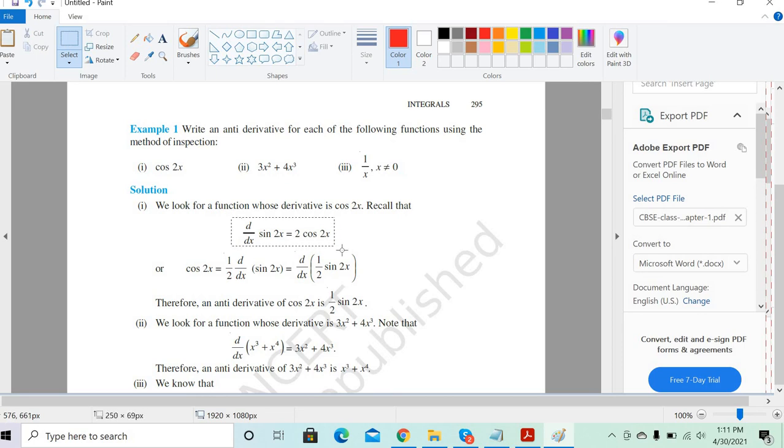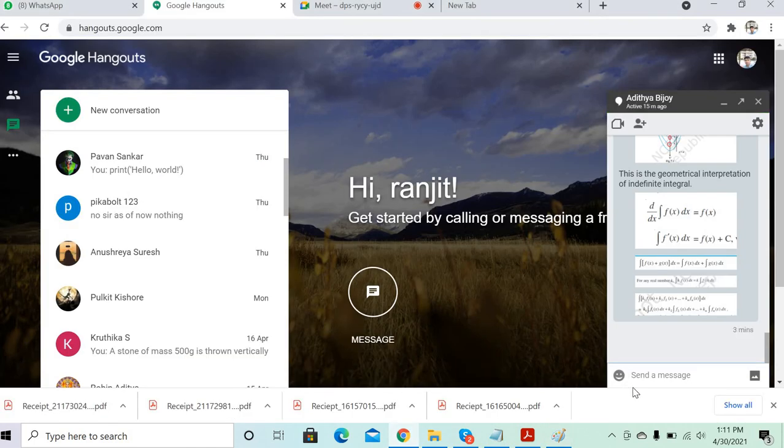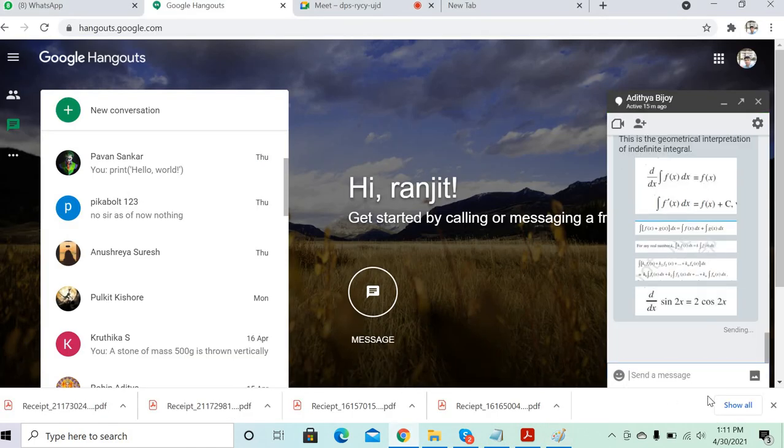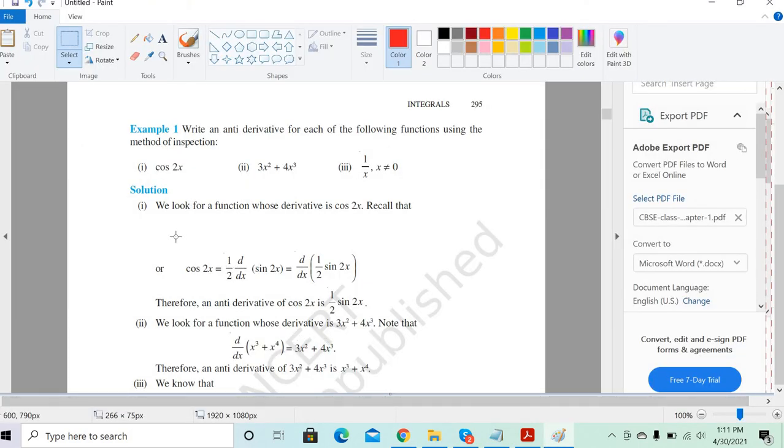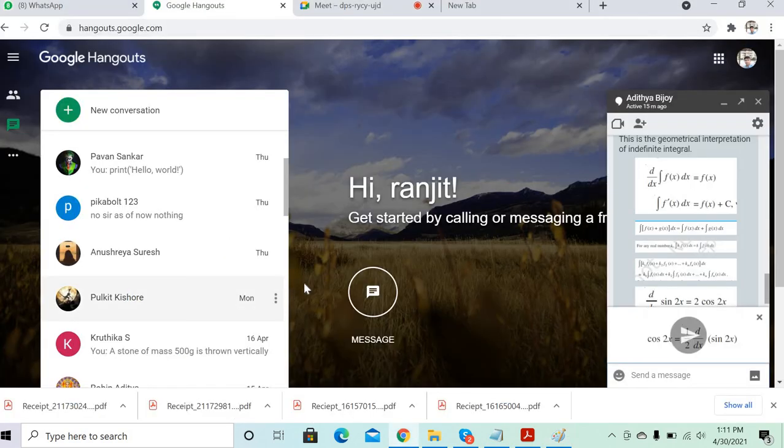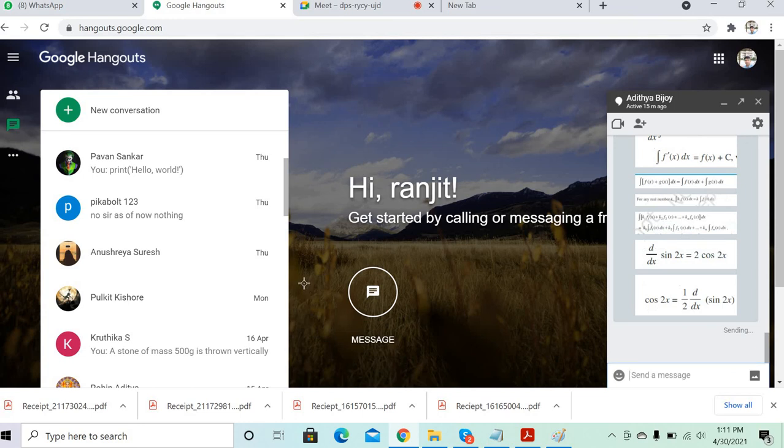What we want is cos 2x only. So 2 is a constant here. Take 2 to the other side. So it becomes 1 by 2 into the differentiation of sin 2x. Correct? Yes, sir. Now for the antiderivative, the differentiation of sin 2x by 2 was cos 2x. So the integration of cos 2x should be equal to half of sin 2x. Correct?